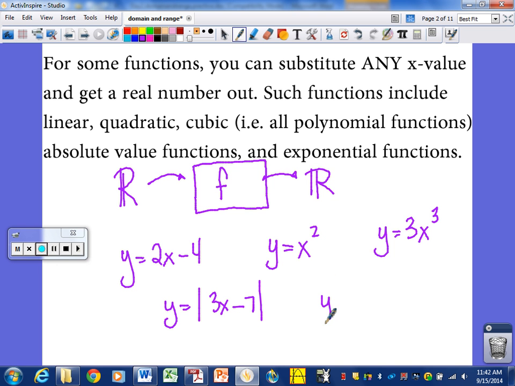Okay, exponential functions, 4 to the x power, 1/3 to the x power. You can raise any number to a power. That is perfectly okay. These have no domain restrictions, you can do anything, which is why all of these have all reals as their domain. Okay, you can plug in any number you want to.